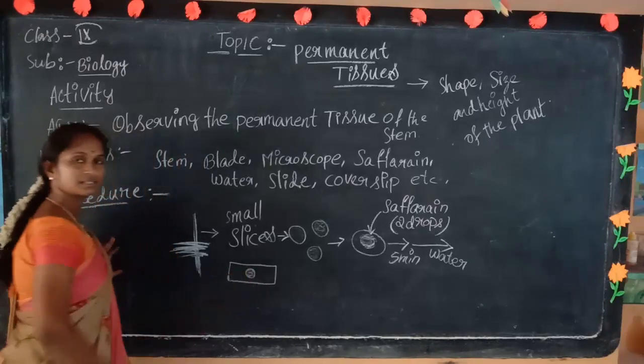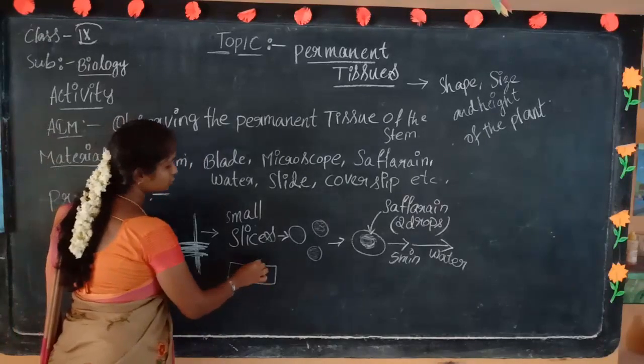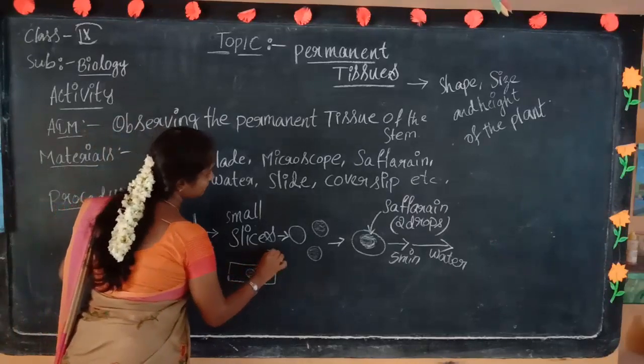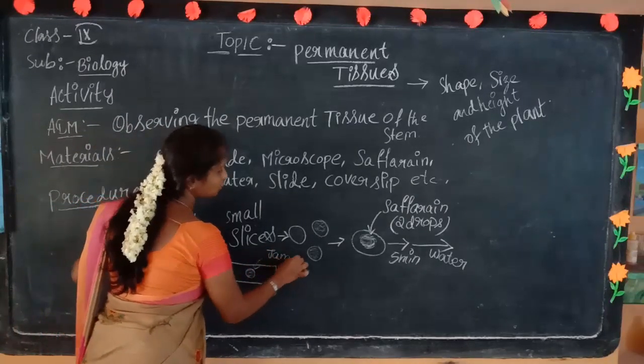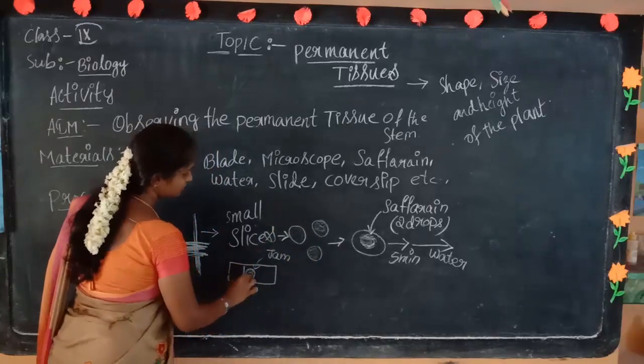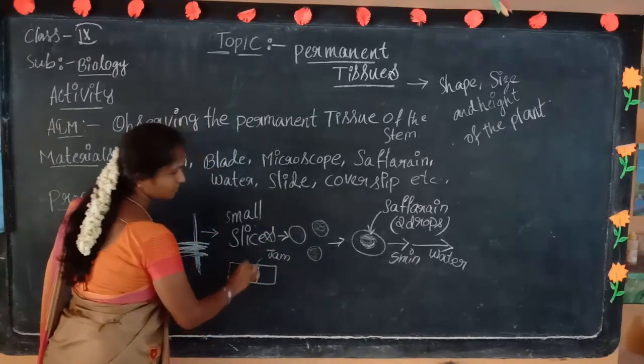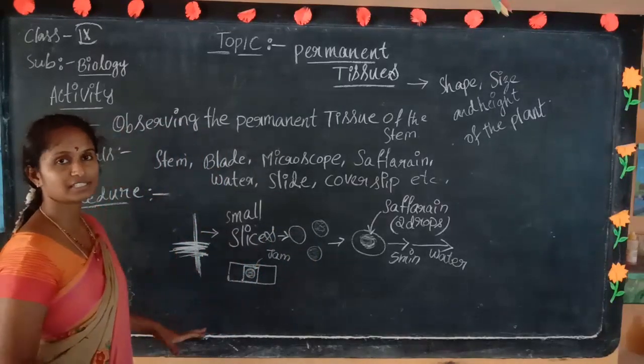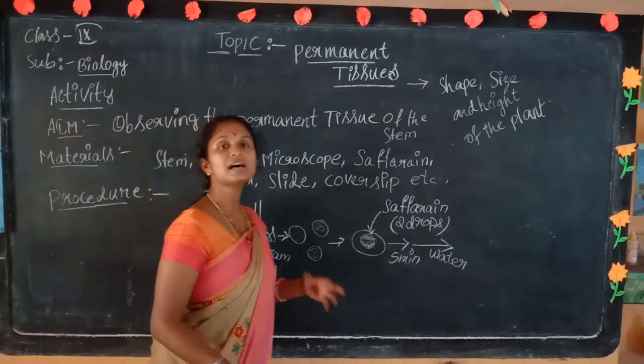And kept it on the slide. After that we should add gum or glue, only 2 drops. Covered with a cover slip. Why? Because the cells are alive.